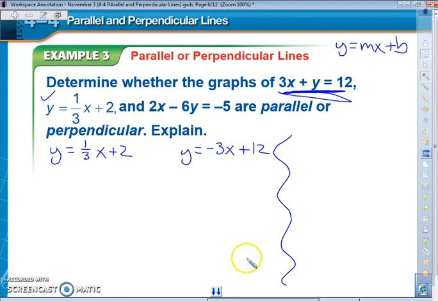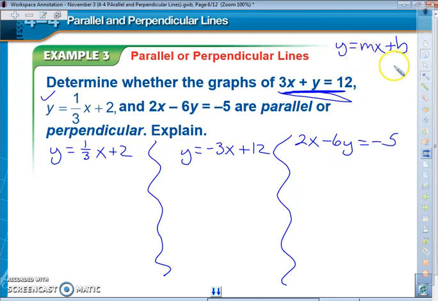Let's go to 2x minus 6y equals negative 5. I want to make it y equals mx plus b. So what am I going to do? I'm going to subtract 2x from both sides.